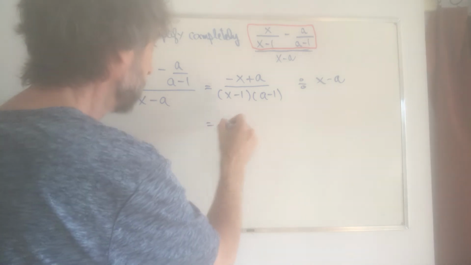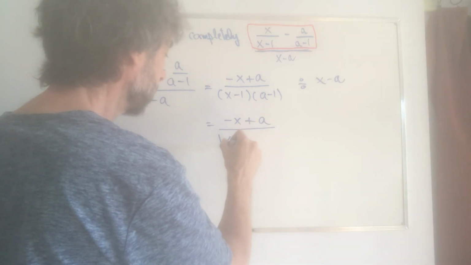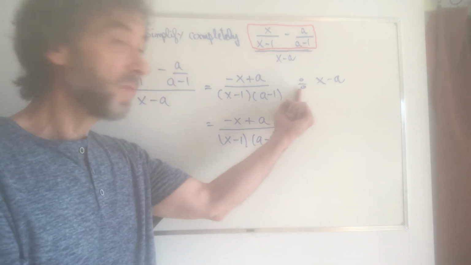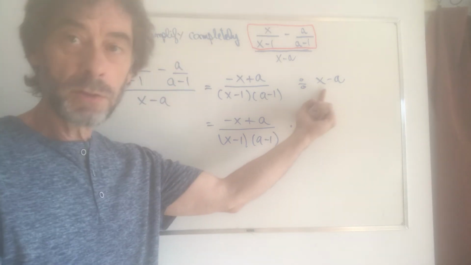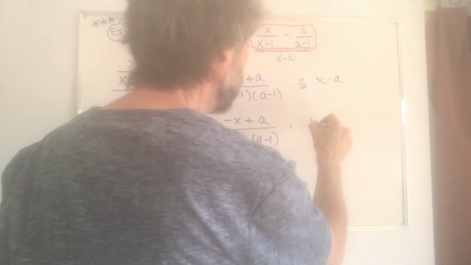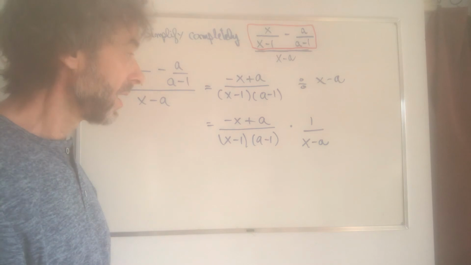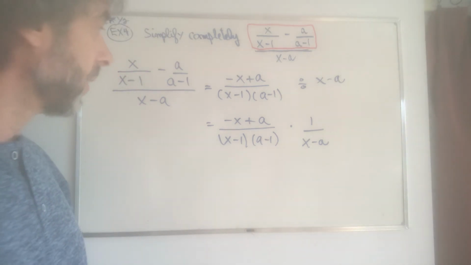Okay, what shall we do with this? What about minus x plus a over x minus 1, a minus 1? No change here. Divide. What happens if I change division to a multiplication? You know that. We flip that fraction, right? It becomes 1 over x minus a. And now I actually wonder, are there any top-bottom simplifications?